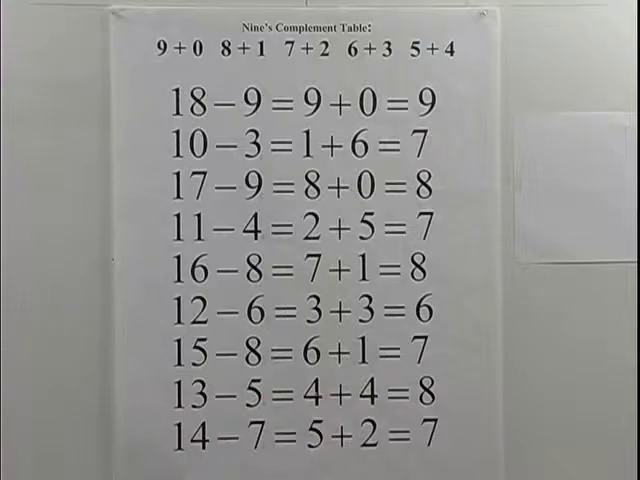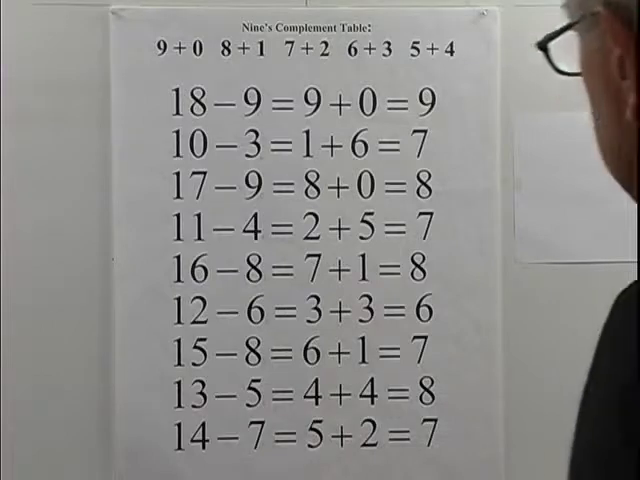13 minus 5. 1 and 3 is 4. 9's complement of 5 is 4. 4 and 4 is 8. 13 minus 5 is 8. That's correct. 14 minus 7. 1 and 4 is 5. 9's complement of 7 is 2. 5 plus 2 equals 7. 14 minus 7 equals 7. That is the correct difference.